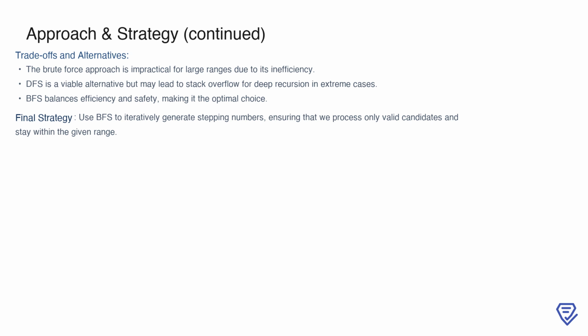Ultimately, the BFS strategy leverages the key observation that stepping numbers can only be formed by appending digits that differ by 1. Starting from each digit 0 to 9 ensures complete coverage of all possible stepping numbers, and the systematic, level-by-level exploration guarantees both correctness and efficiency. For this reason, BFS is the final strategy we recommend for solving the stepping numbers problem effectively.